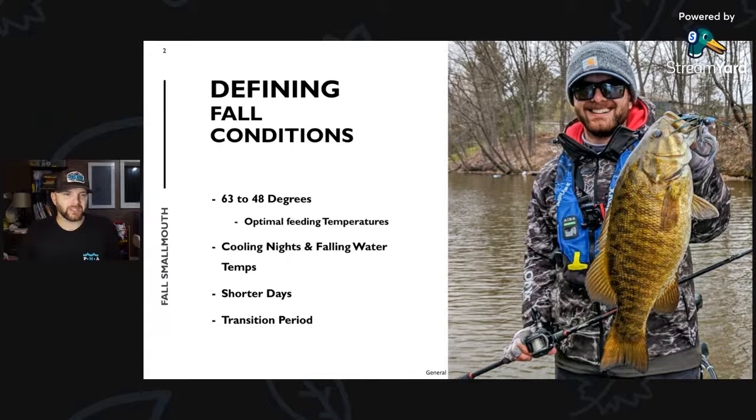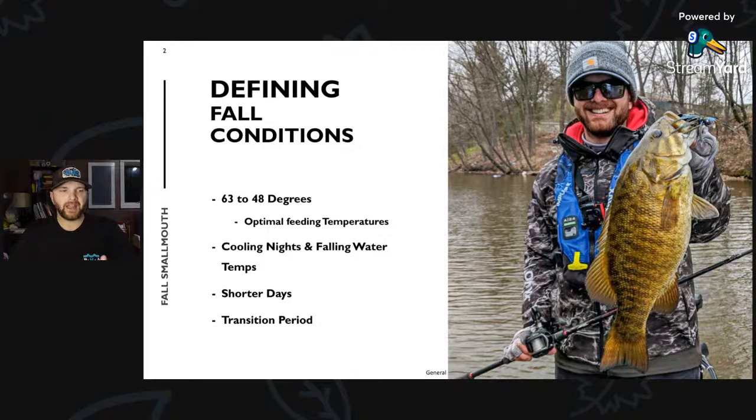So the first thing we're going to do is start by defining fall conditions. And really for me, fall conditions are anywhere from about 63 degrees to 48 degrees. A lot of guys talk about why smallmouth get up shallow and they feed this time of year, being that they're preparing for the winter. Guys are talking about these fish getting up shallow and gorging on bait fish and really feeding up heavily because they know the winter's coming.